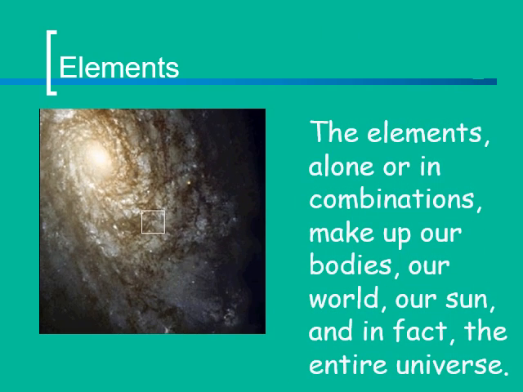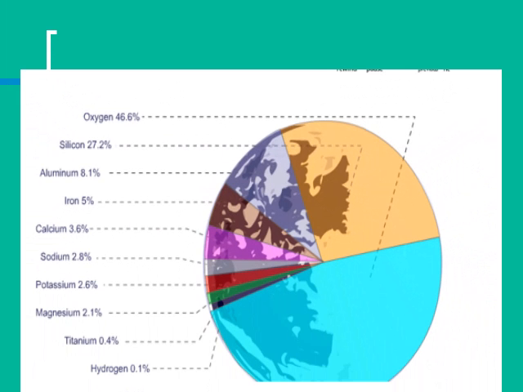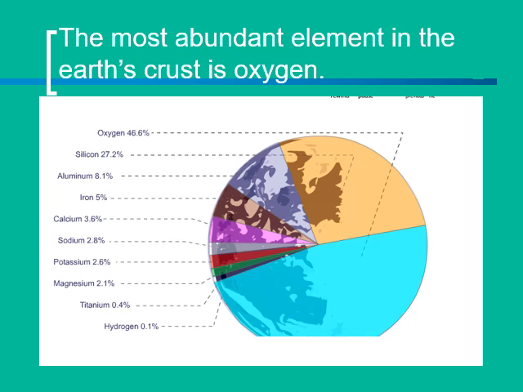So, today we will look at the different elements, all right? And today it is important for you to know that elements are everywhere. We can't escape them. They're found in our bodies, our world, our sun, and the entire universe. Now, if we look at this chart, we can see that we have many different elements found in our Earth's crust. And out of all of those elements, the one that we see most frequently is oxygen.